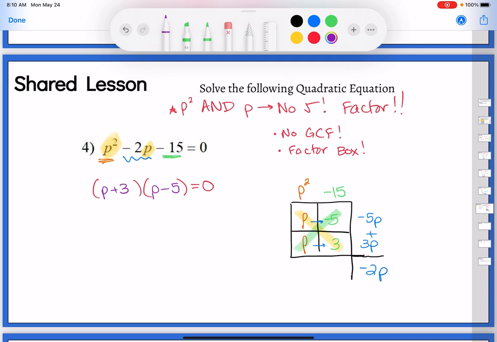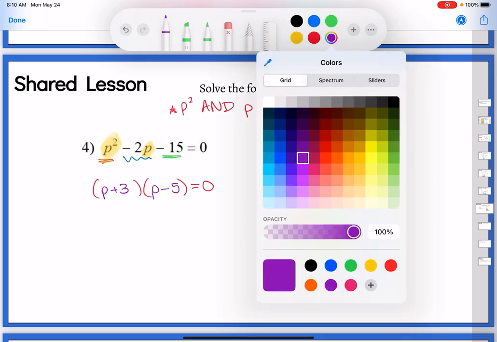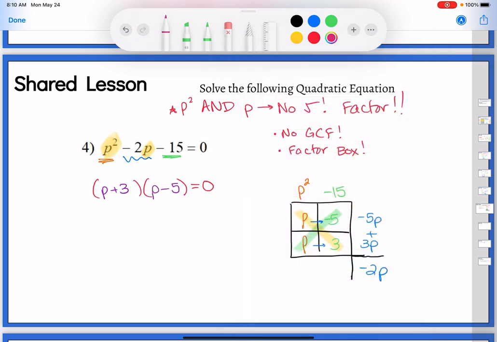Now, some people get thrown off and they say that's the answer, but I'm trying to figure out what p equals, right? So I'm multiplying these two things together and they have to equal 0, which means that if the first one equals 0, the whole thing would, right? 0 times anything gives me 0. So I take that first one, p plus 3, set it equal to 0. Well, that means that p would have to equal negative 3.